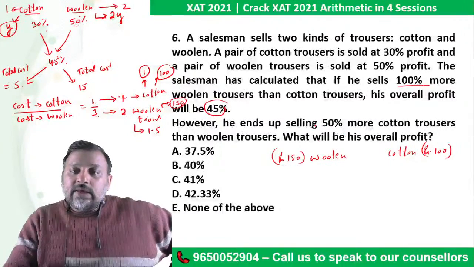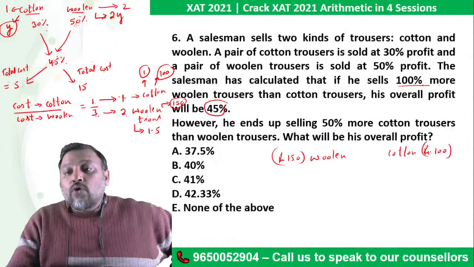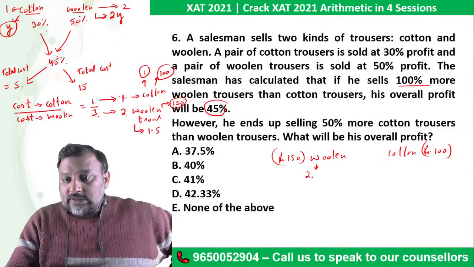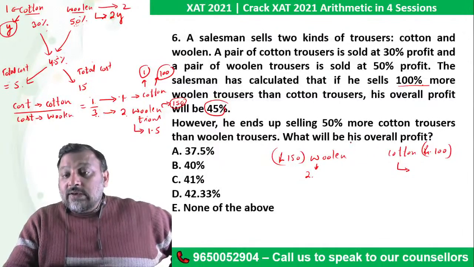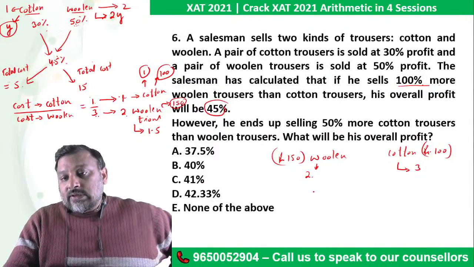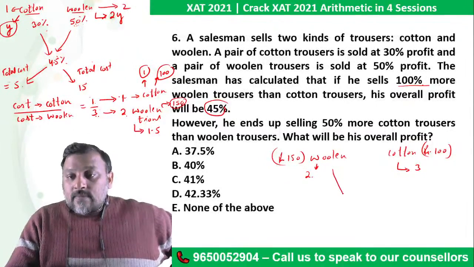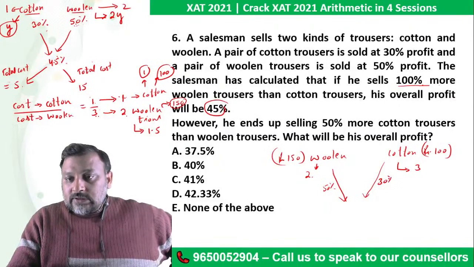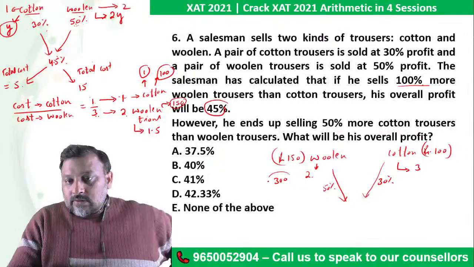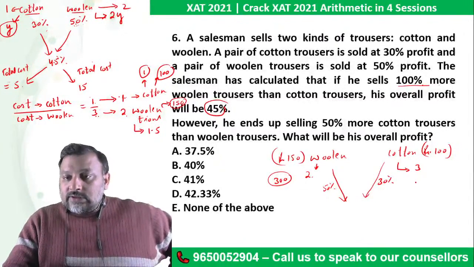अभी यहाँ पे गिवन है he ends up selling 50% more cotton trouser than woolen. तो अगर वुलन वाले उसने 2 सेल किए, दिस इज द नंबर ऑफ यूनिट्स, तो कॉटन वाले कितने सेल किए? 50% मोर, दैट मीन्स 3. ओके, सो इसका प्रॉफिट दिया था आपको, दिस इज 50%. इसका प्रॉफिट भी गिवन है 30%. टोटल कॉस्ट फॉर 2 इज 300. टोटल कॉस्ट फॉर 3 इज 300.